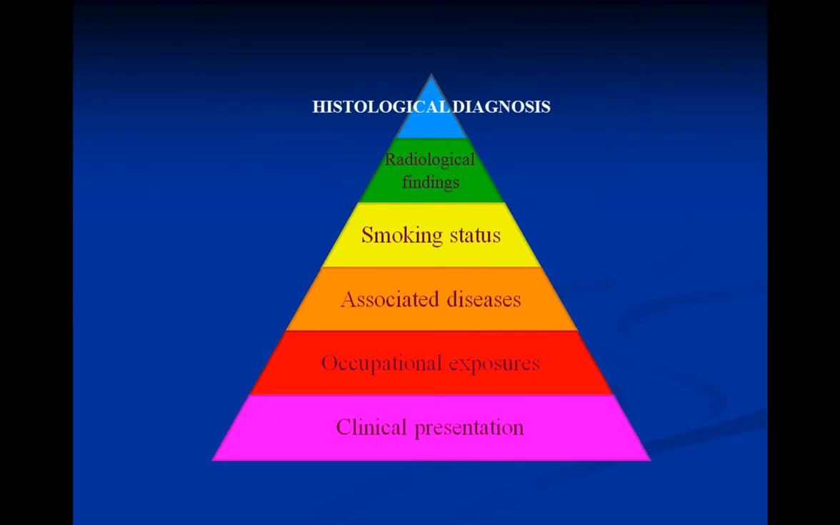If you come to the histological diagnosis, basically we have to come from the bottom, that is, from the clinical presentation. Initially the history is very important, followed by occupational exposure. We have to thoroughly rule out occupational exposures. We have to look into whether there are any associated diseases also. Smoking status is also very important. Afterwards, you have to look into the radiological findings, and ultimately the histological diagnosis, when there is no proper diagnosis from the history or the radiology, if there is suspicion of diagnosis.